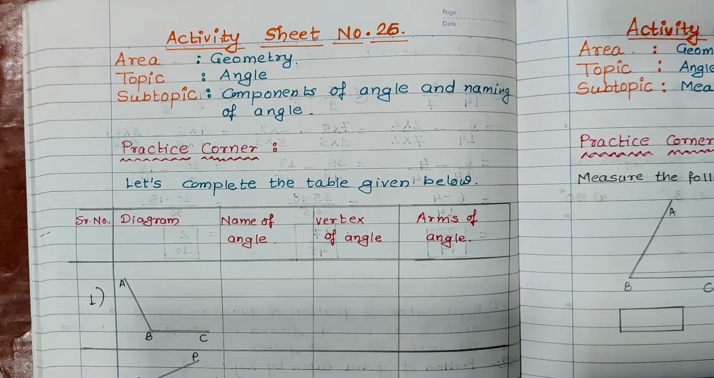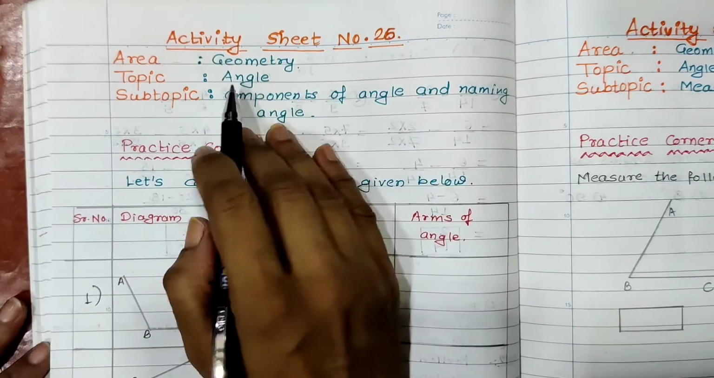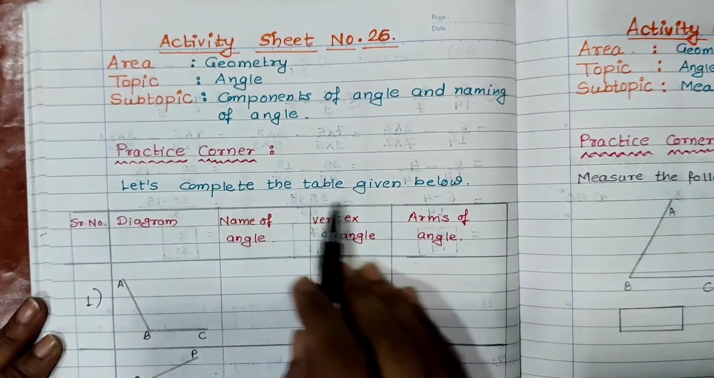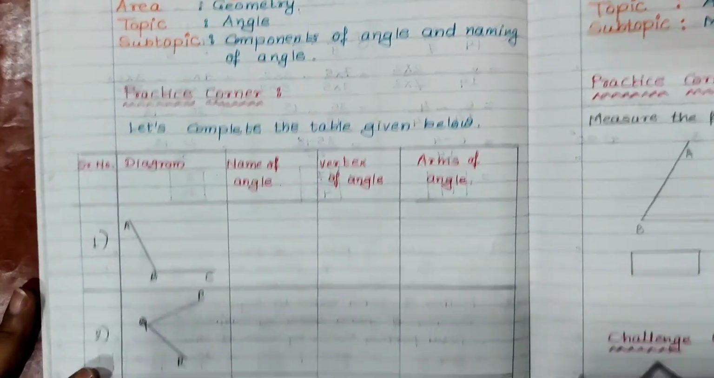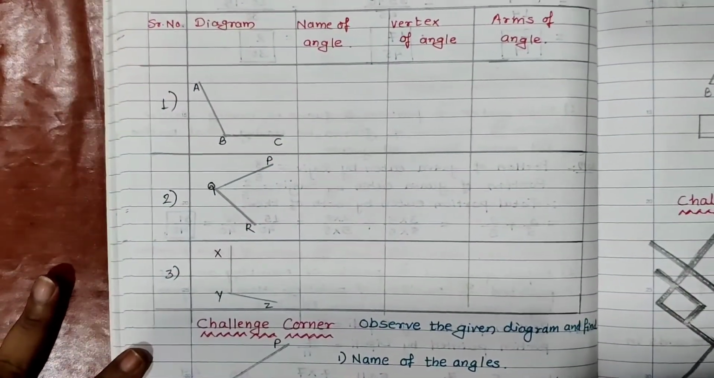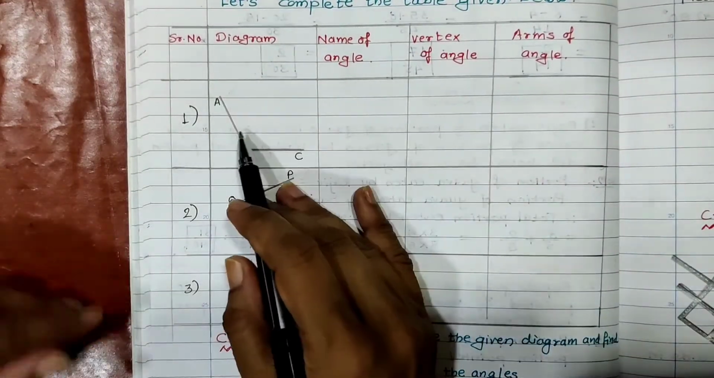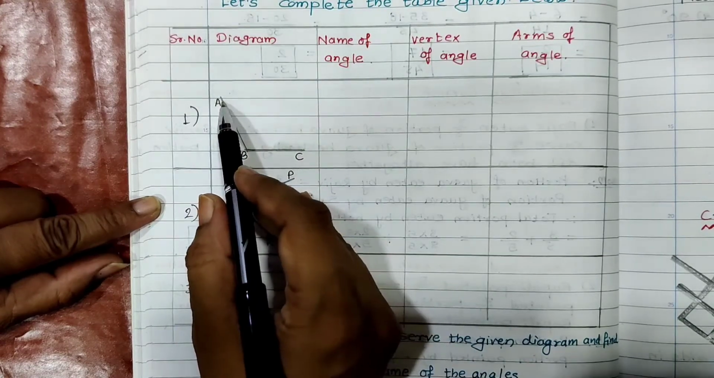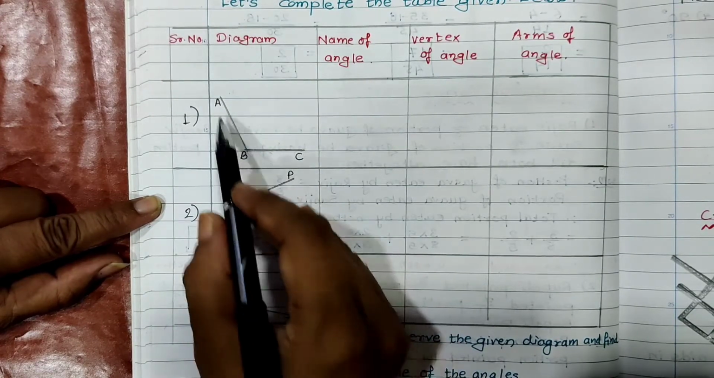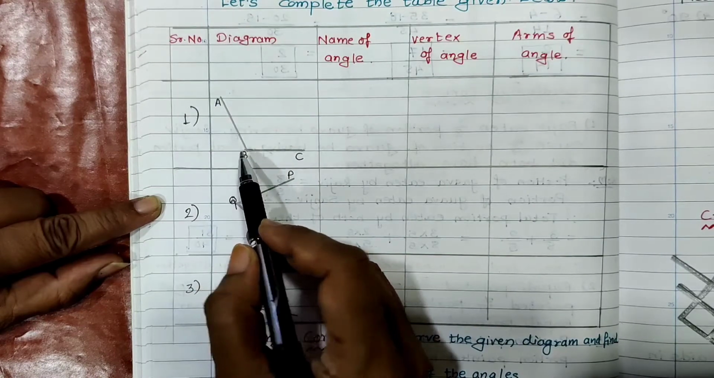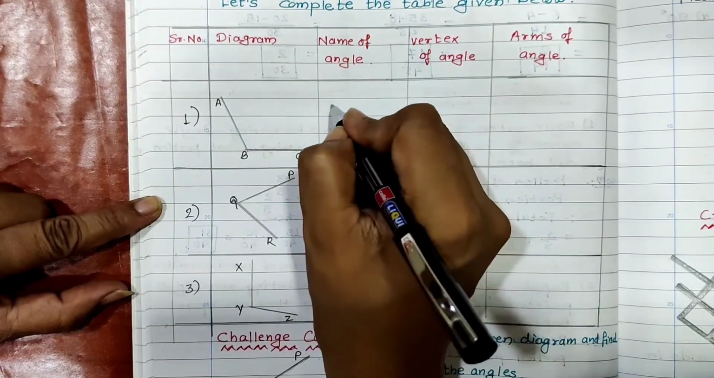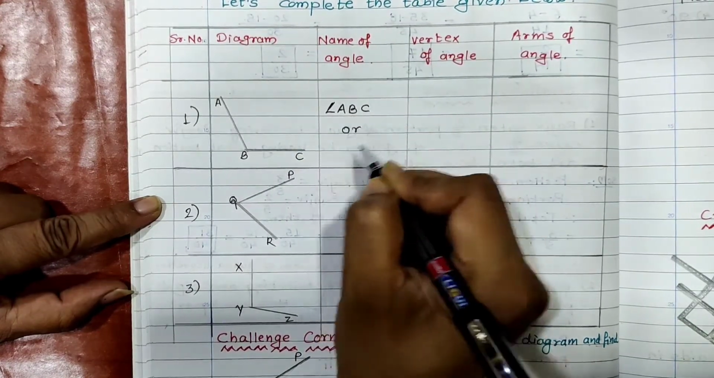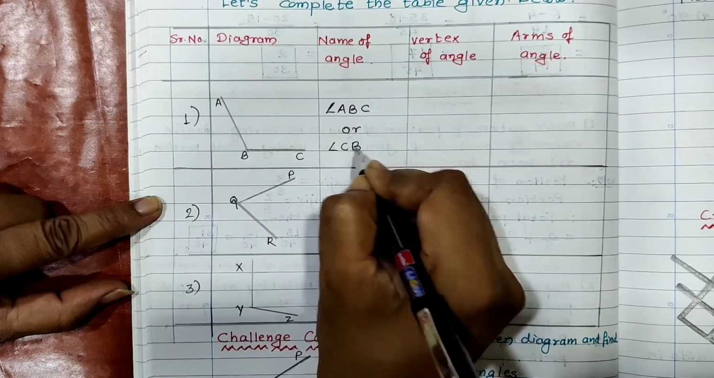So children, this is activity sheet number 25. Area is geometry, topic is angle, subtopic is components of angle and naming of angle. In the practice corner we have to complete the given table. So let us solve this. First diagram. What is the name of the angle? As you can see, the name of the angle is ABC. We can write angle ABC or angle CBA. This point B, the vertex, should be the middle point.